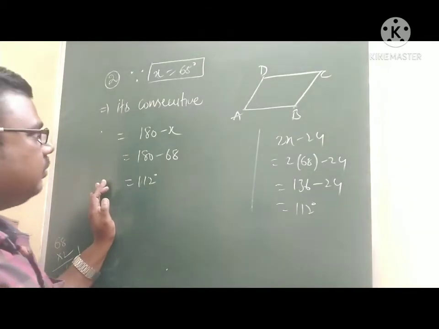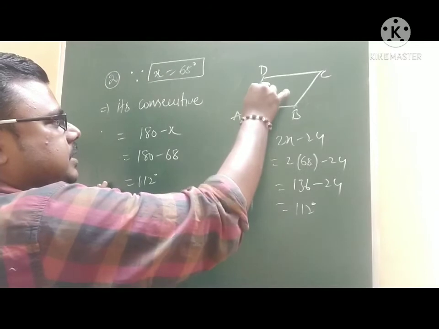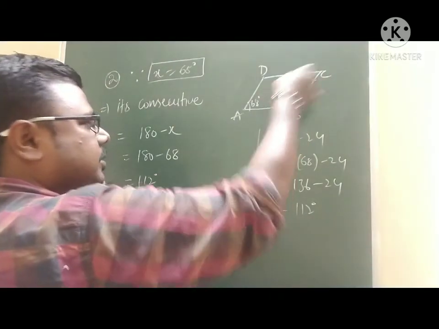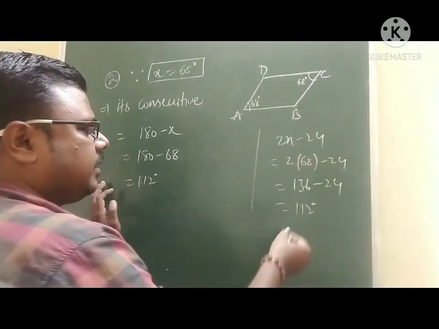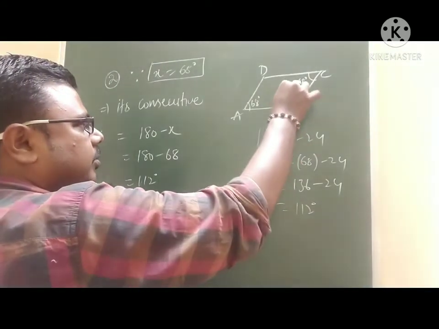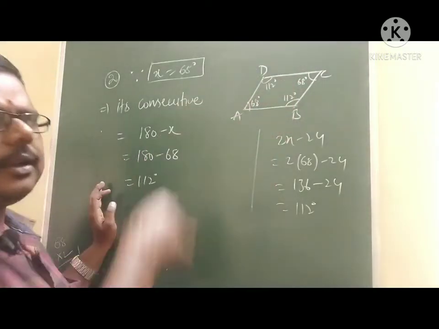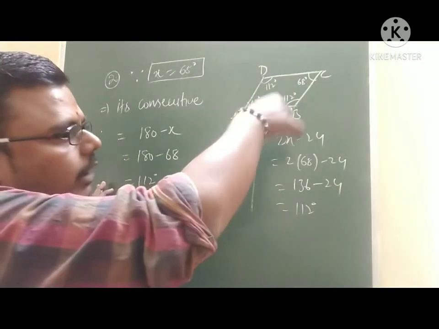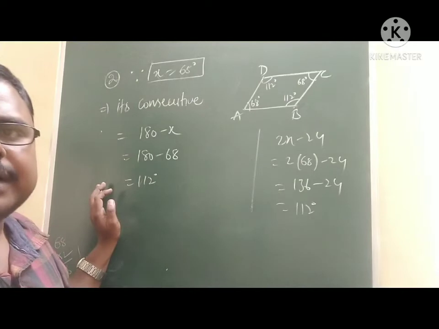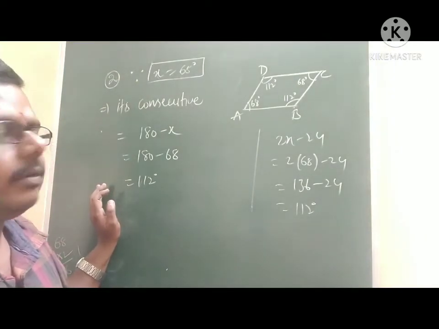One more thing: for example, A is x, which is 68 degrees, so its opposite angle will be equal. Here also 68. In the consecutive, we have just concluded 112. So if B is 112, then D will be 112. If you want, you can add all these 4 angles, and it will definitely be equal to 360 degrees. Okay, so let's move on to the next one.